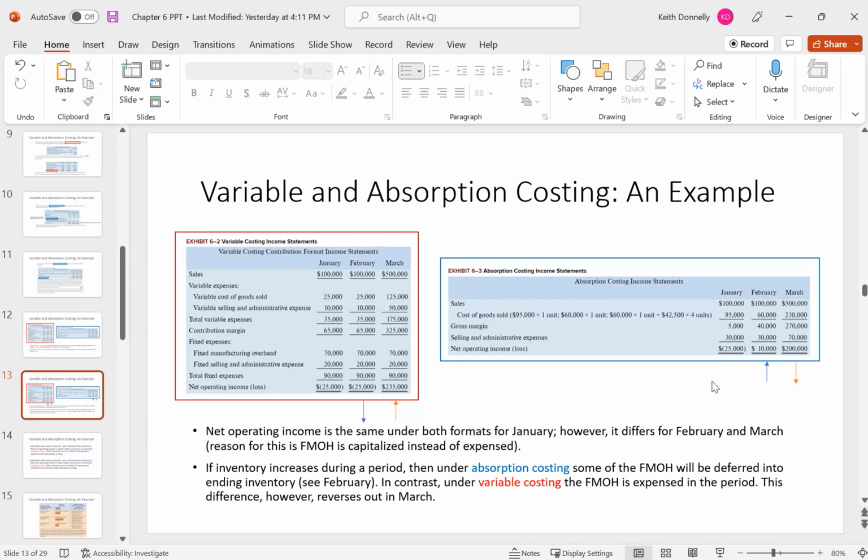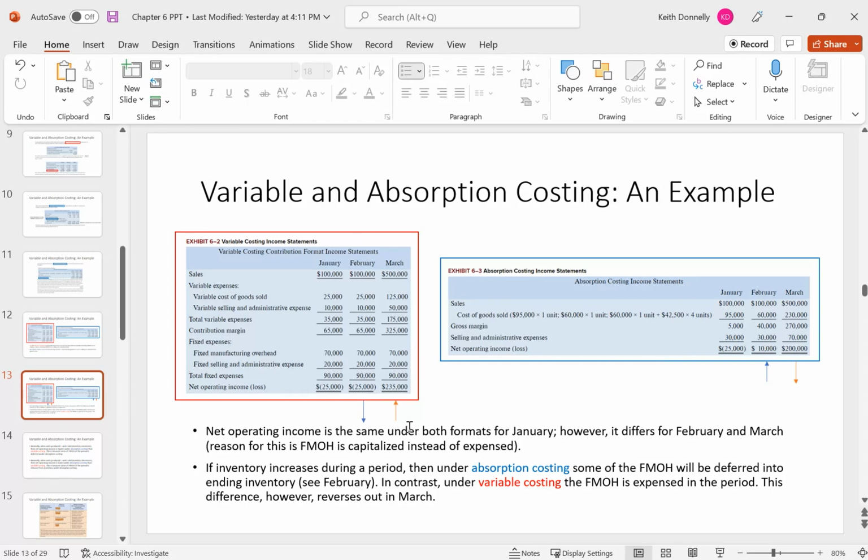Now, if we're looking at the operating income between them, in the first month we're going to be the same. However, where we start to differ is going to be February and March. And really the reason for this, to explain these differences, we'll see in the problems, has to do with the fixed manufacturing overhead. In this system over here, we expense it in the period. Over here, we wait until we sell it to take the expense. So that shows the difference between them.